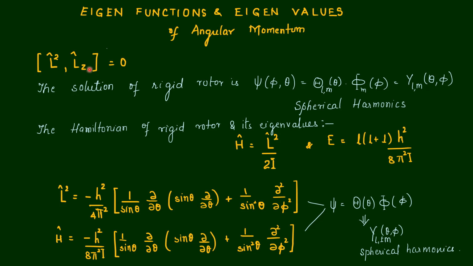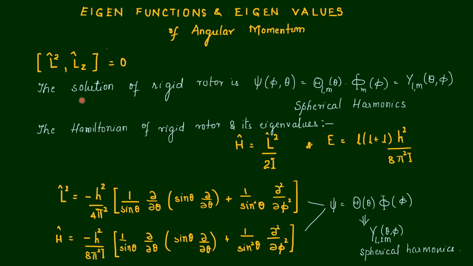Here we choose the Lz component. So the total angular momentum commutes with the Lz component of angular momentum. That means both can be specified simultaneously and both of them will have the same eigenfunction. Now let us see what will be the eigenfunction for these angular momentum terms.